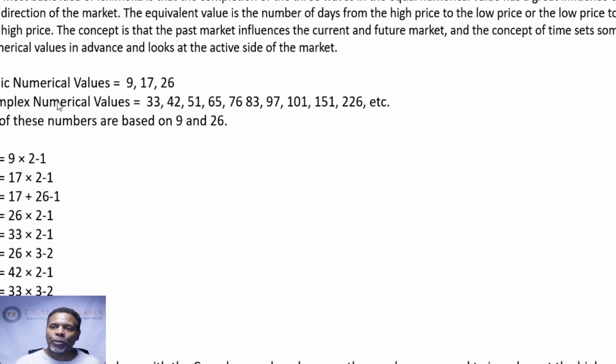So the basic numerical values that you're going to be looking at will be 9, 17, 26. And then the complex numerical values are 33, 42, 51, 65, 76, 83, 97, 101, 151, 226, and so on. All these numbers are based on 9 and 26.